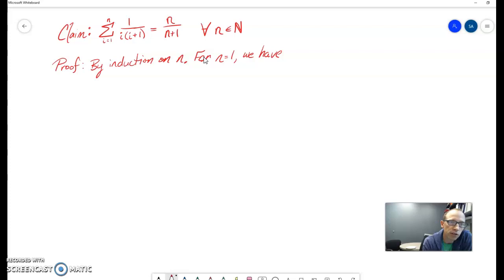so now i is going to go from 1 to 1, which really is just one term in this summation. So we can write 1 over 1 times 2. And then our n here again is 1, and then 1 plus 1 is 2. This is true. So P of 1 is true.